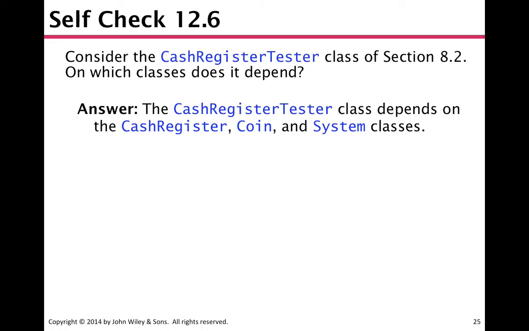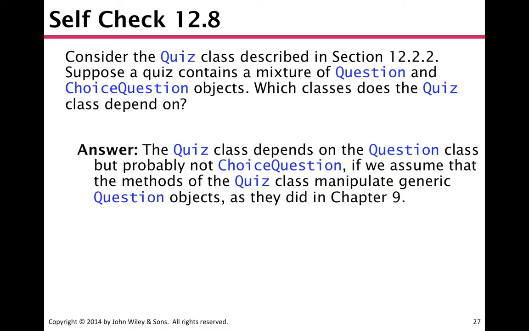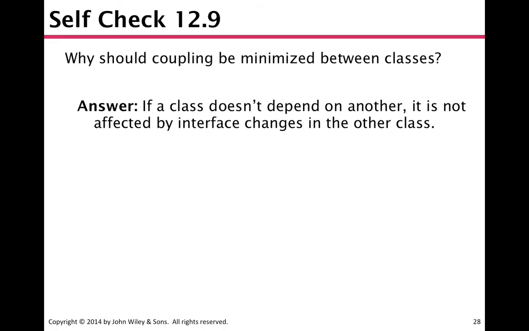So, self-check question. The cash register tester we had in an earlier chapter, the dependency you can find: the cash register tester uses the cash register class, coin class, and system class. Then we find the dependency. The question and the choice question in the earlier chapter, which is a subtype and supertype, we have used it that way. So let me skip some of those self-check questions.